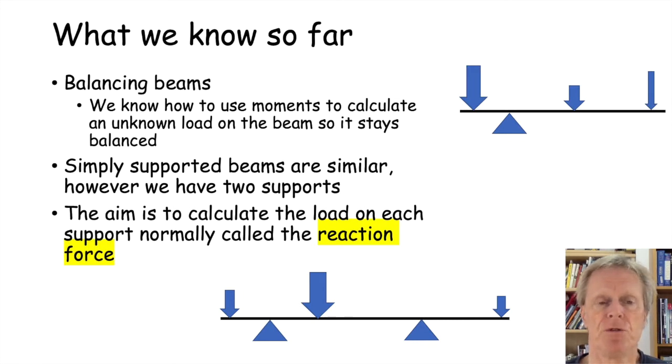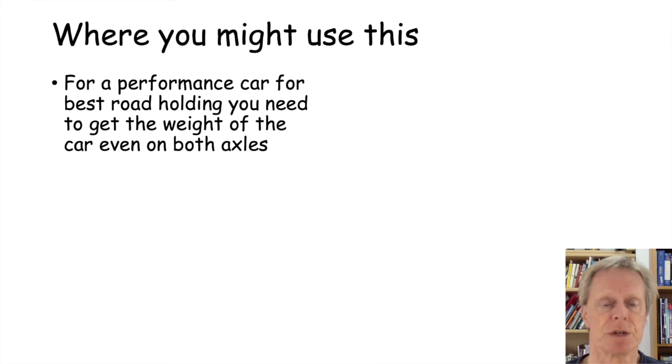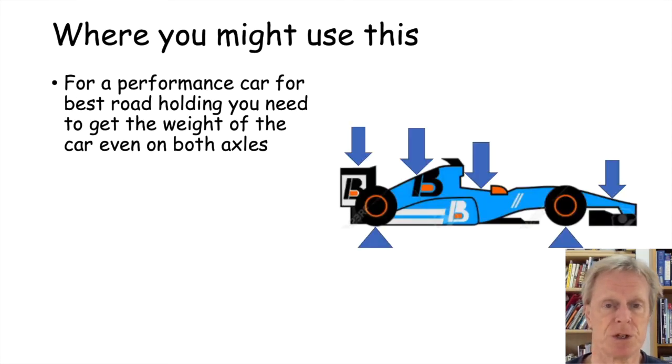Now you might use this, for example, when designing performance cars, because it's very important for the suspension, for the weight of the car to be distributed 50-50 front and back. So if you're designing a racing car, you know the weight of the driver and so on, the forces from the aerofoils, you can calculate where they're going to go in the car to get a 50-50 weight distribution.